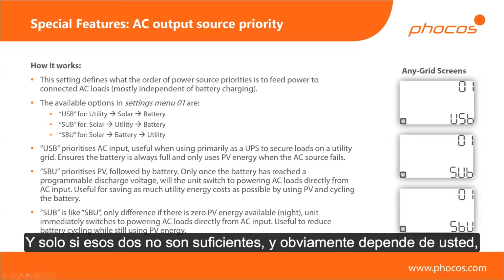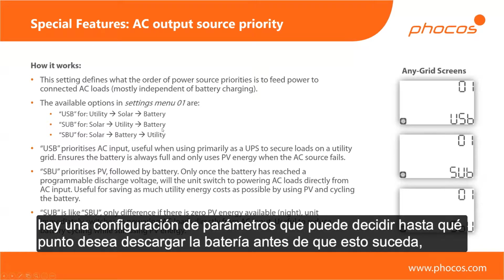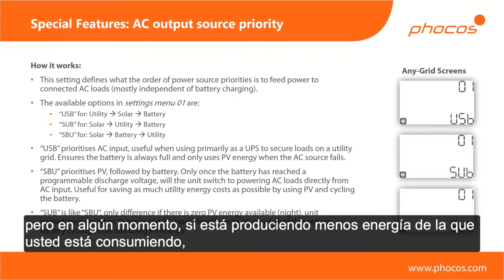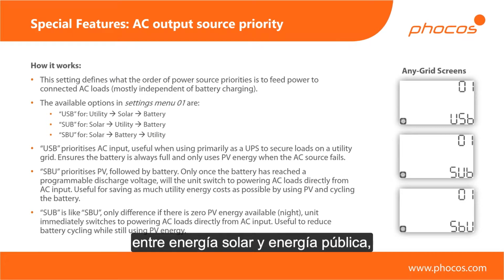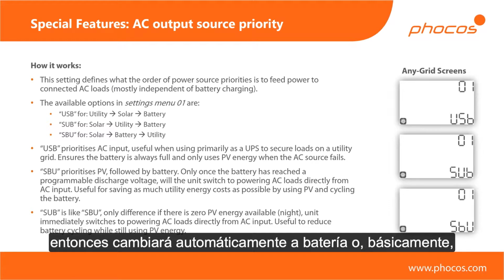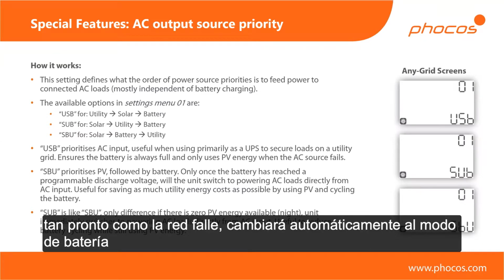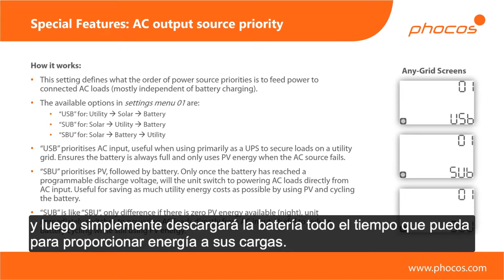And only if those two are not sufficient, and it's obviously up to you, there's a parameter setting, you can decide how far you want to discharge your battery before this happens. But at some point, if you're producing less energy than you're consuming between solar and utility power, then it will automatically switch over to battery, or basically as soon as the grid fails, it will automatically switch over to battery mode. And then it will simply discharge your battery as long as it can to provide power to your loads.